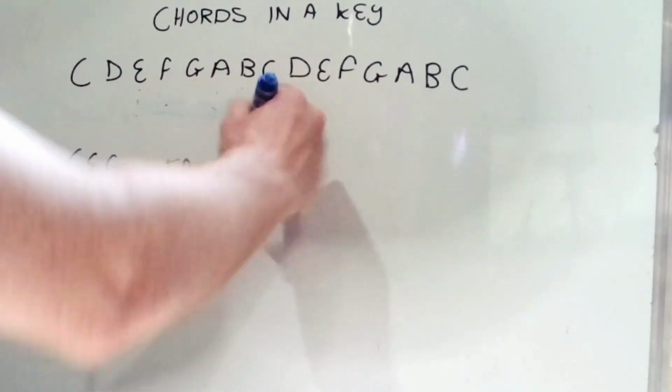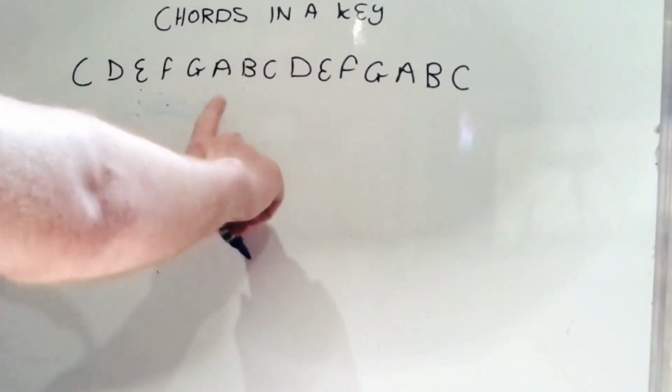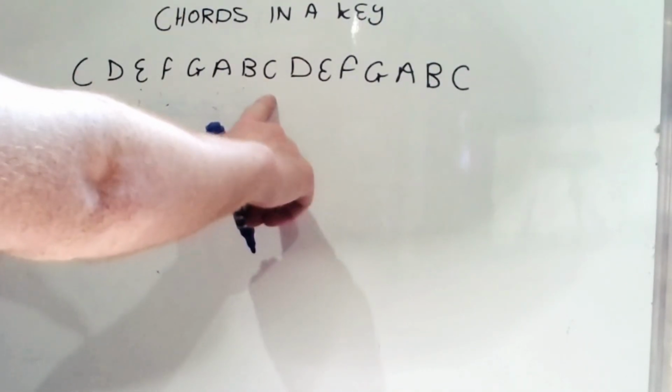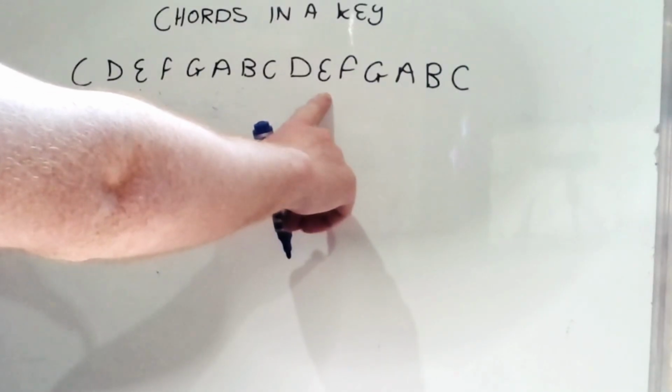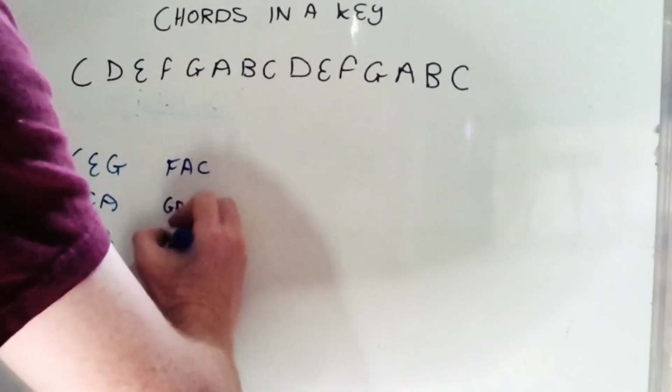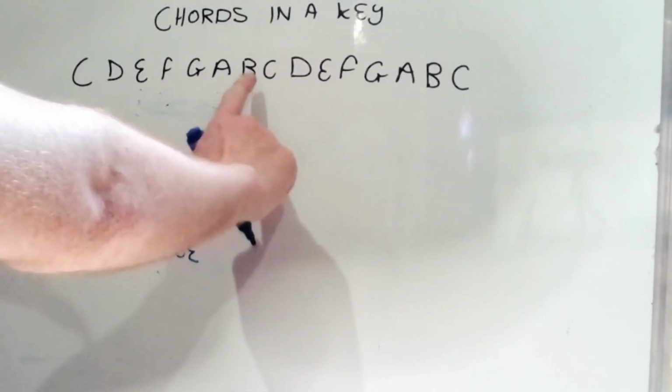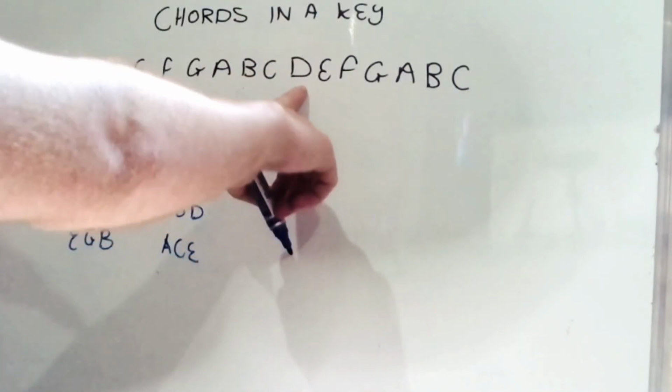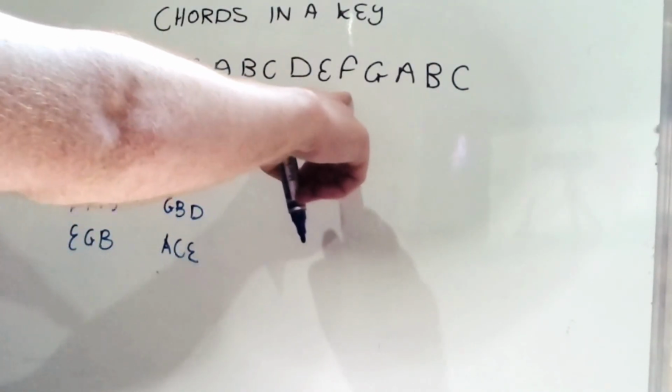So we've got G, B, D. And then A as 1, C is 3, E is 5. So A, C, and E. And then finally, you got B as 1, D is 3, and then F as 5.